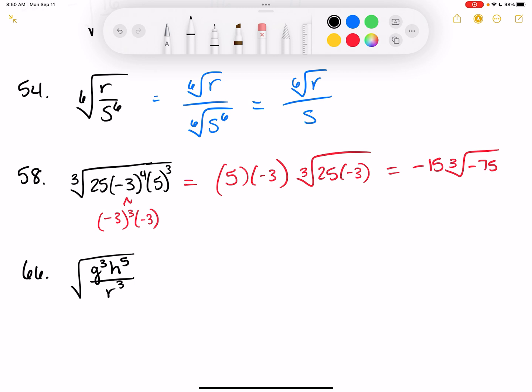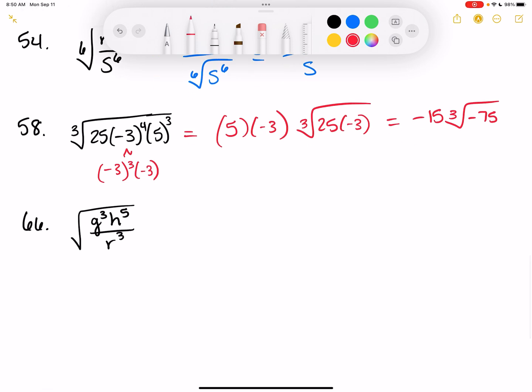So just like we did with the other ones with the radicals, we can still split this. So this is going to be the square root of g cubed h to the 5th over the square root of r cubed. So I can take things out in groups of 2. So what can I take out on top?